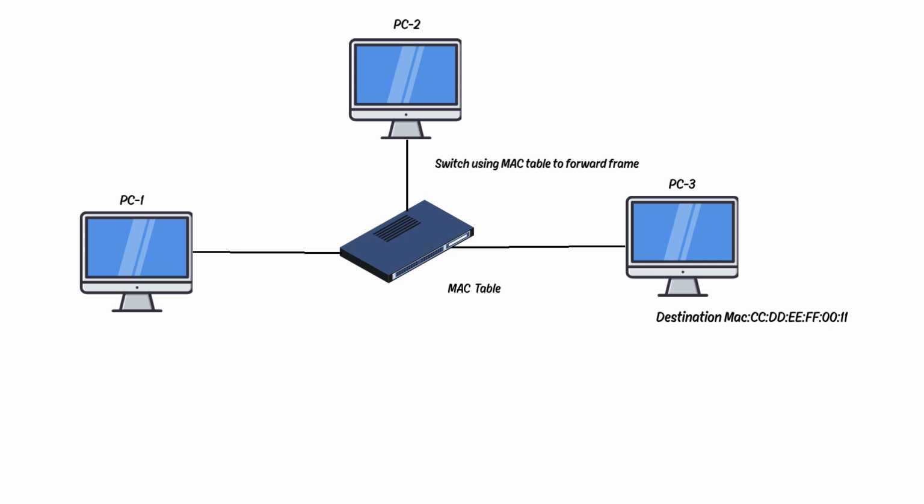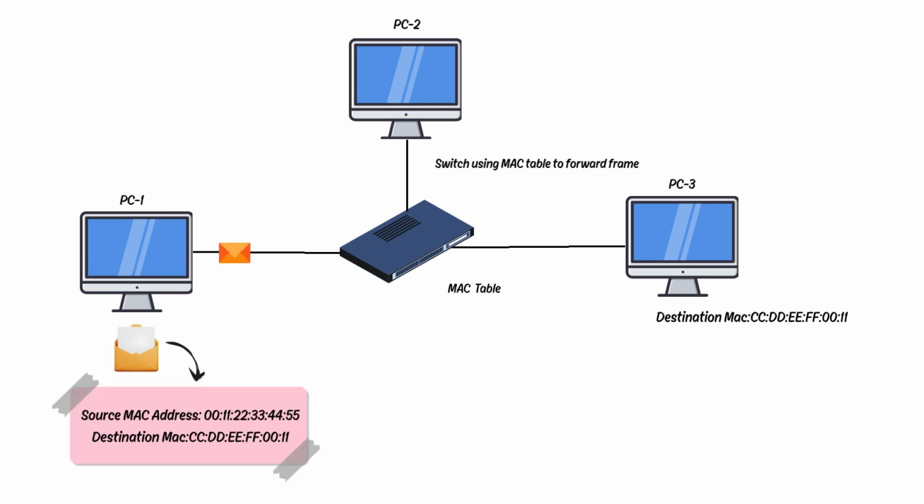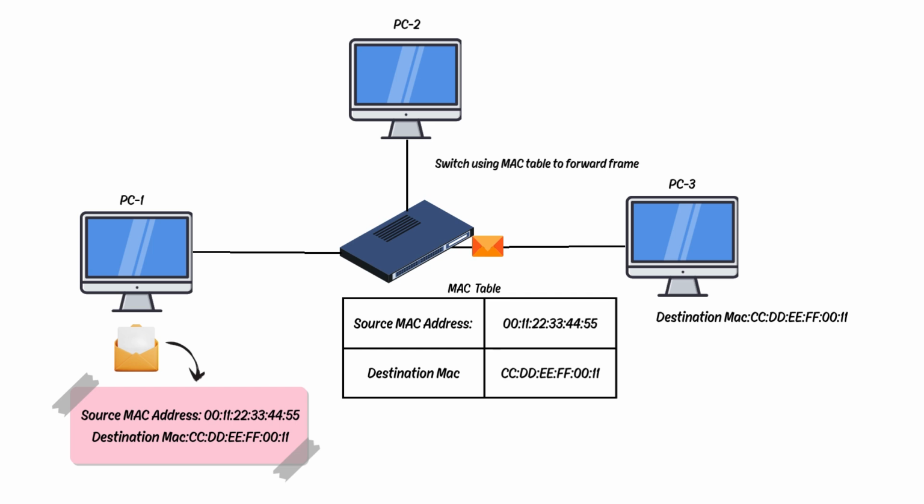The concept of physical addressing can be well understood in this diagram. Suppose PC1 is sending a frame to PC3 that contains the source and destination MAC addresses. As the frame is received by the switch, it looks into its MAC table for matching the destination MAC addresses in the frame and forwards the frame to the intended device.